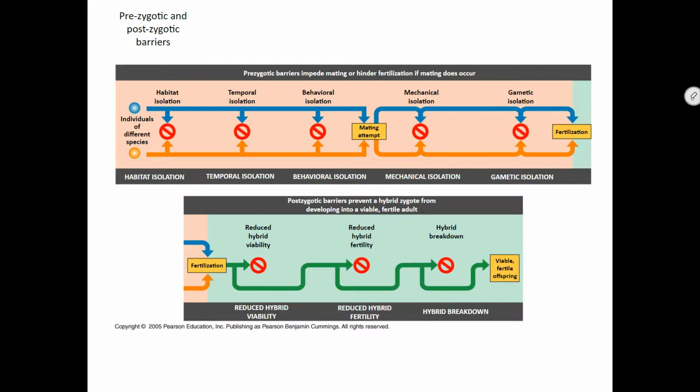And then the last one is hybrid breakdown. This is where the hybrid lives. It may even be able to reproduce, but after a few generations, that ability to reproduce is going to go away. And so it's not viable. And so if all of those barriers are gone, then there is the ability for that species to stay intact. But if those barriers begin to come up, those groups are going to isolate themselves from one another. And this is where you're going to have speciation occur. So that's the biological species concept.